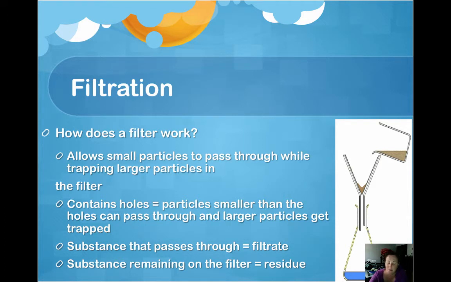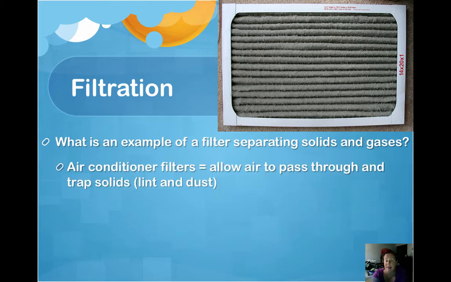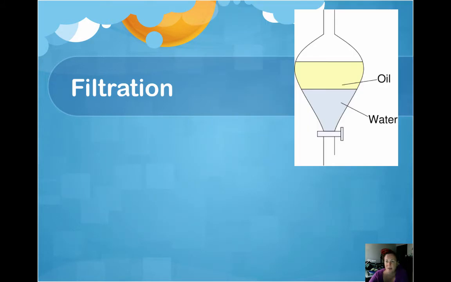The filtrate passes through. So you can see in this air conditioner filter, the air passes through and it traps solids like lint and dust. So the air passing through would be the filtrate, and the residue is what's left behind. All that lint and dust that should be cleared off every so often is the residue. Cars and trucks also have filters, so the air filter should be changed on those as well.